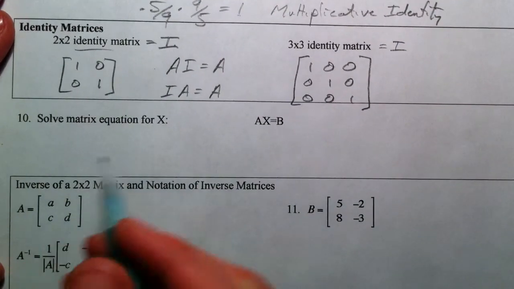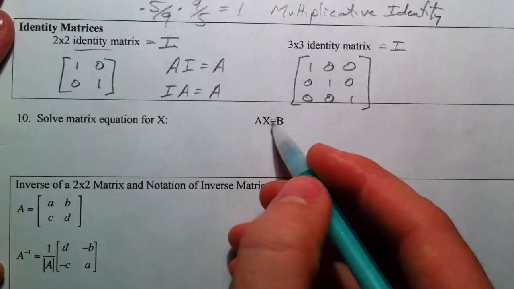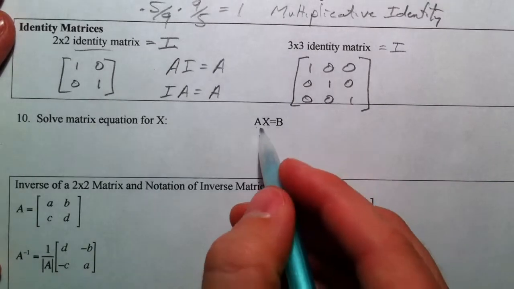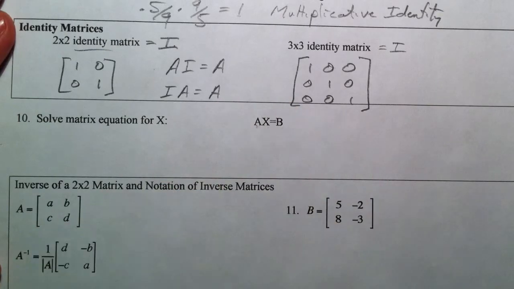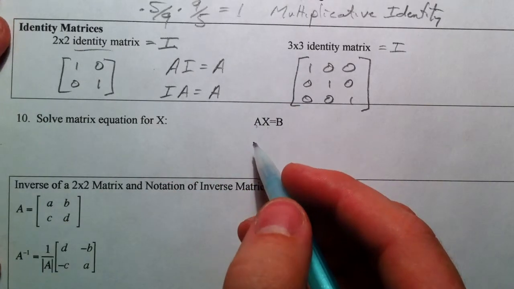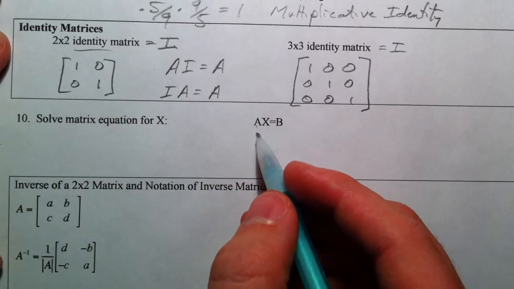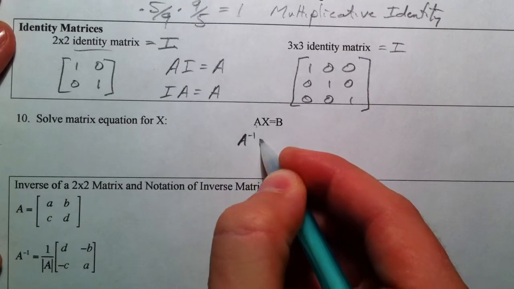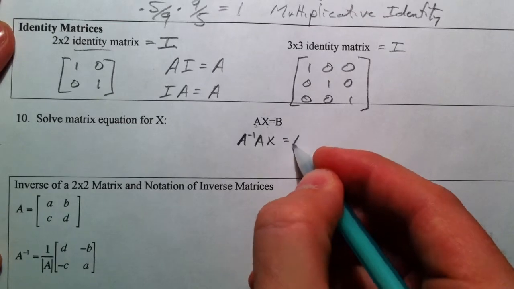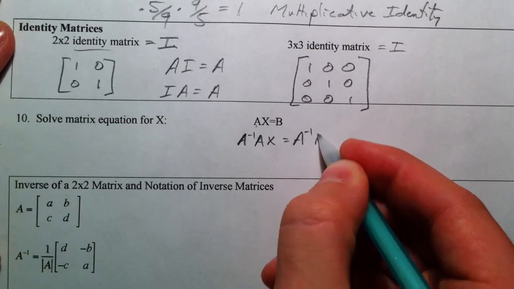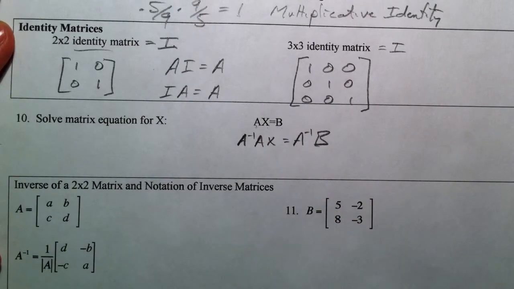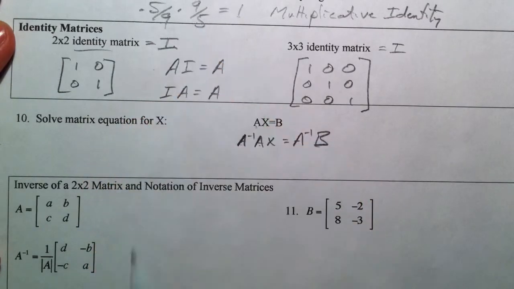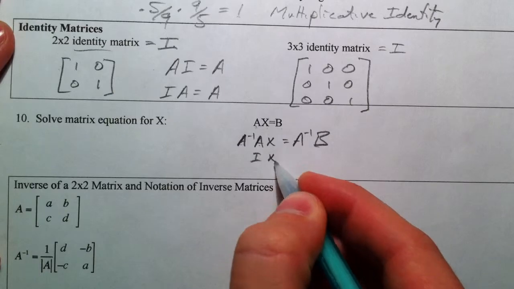So, we have a matrix equation. A times x equals b. We don't know what x is, but we do know what a and b are. In algebra, we would divide both sides by a, but there is no division in matrices. And so what we do instead is we multiply by the inverse. And so I'm going to do A inverse times A times x equals A inverse times b. Notice the side that I did it on. When I multiply A inverse times A, that's like 5/9 times 9/5. That gives me the identity matrix.